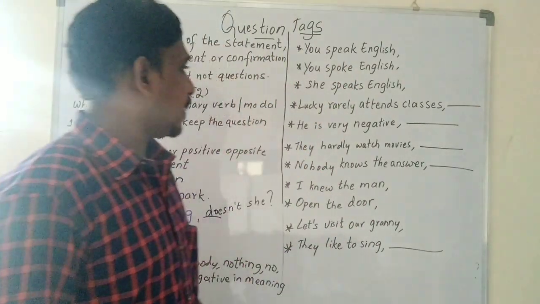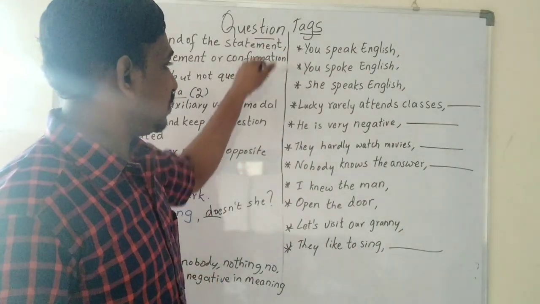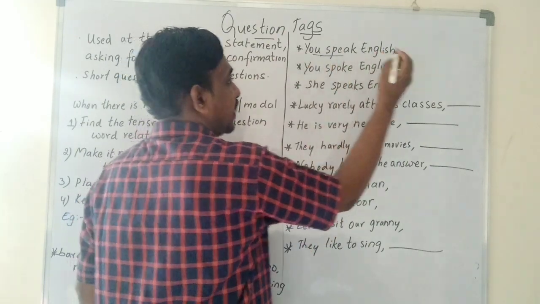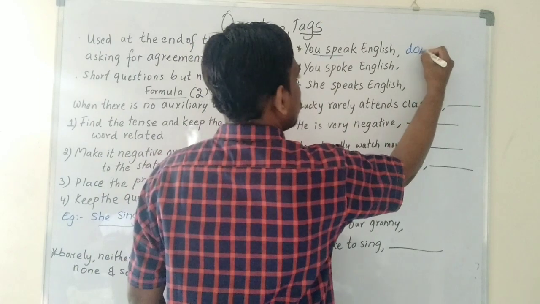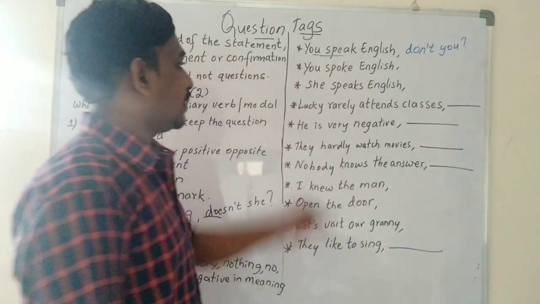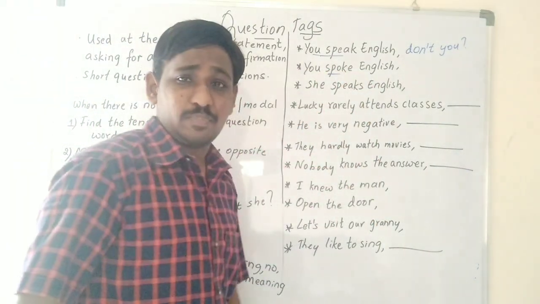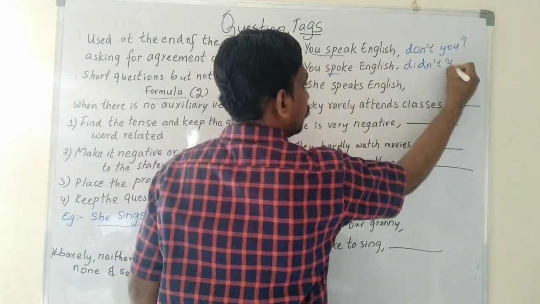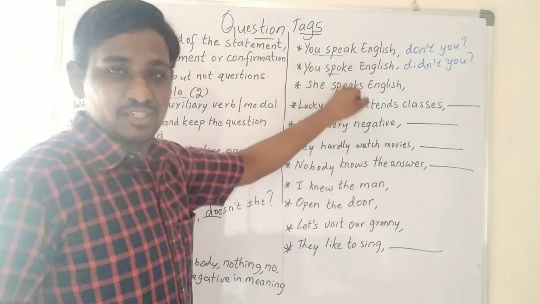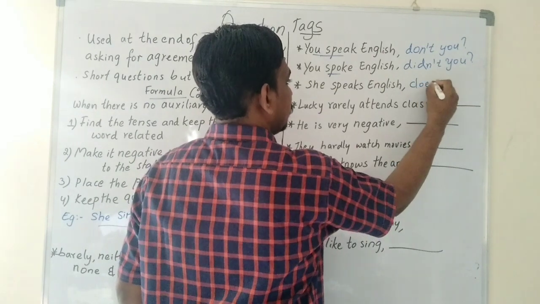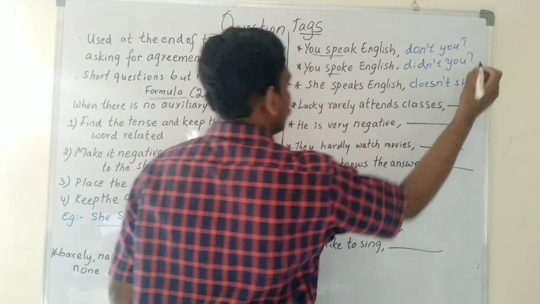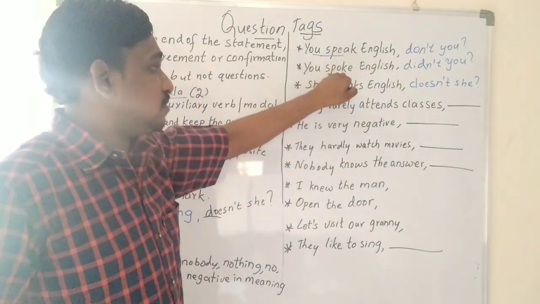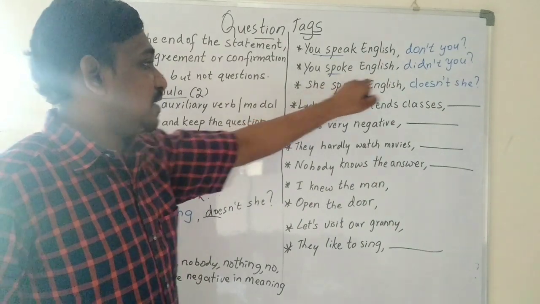Right. You speak English. I wrote the first three statements similar so that the answer becomes easier. You speak English. It is in simple present tense. You is there. Do. You speak English, don't you? You spoke English. It is simple past tense. What is the question word in simple past tense? Yes, did. Again it's positive. Didn't you? She speaks English. Speaks. Yes, does. Positive, make it negative. Doesn't she? So: you speak English, simple present tense and plural, don't you. You spoke English, simple past tense, didn't you. She speaks English, simple present tense, singular, doesn't she.